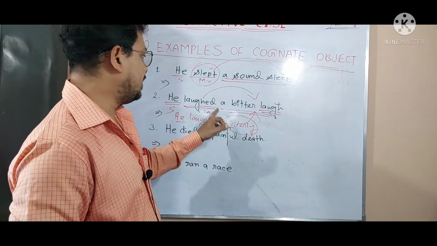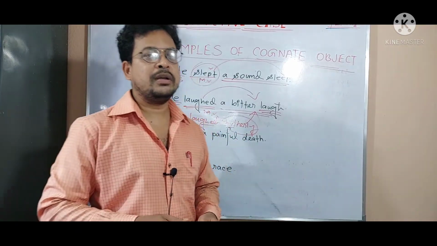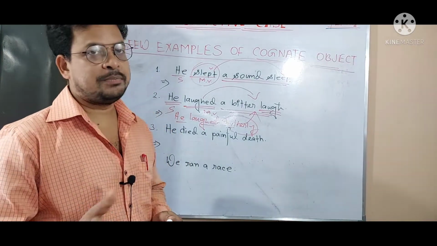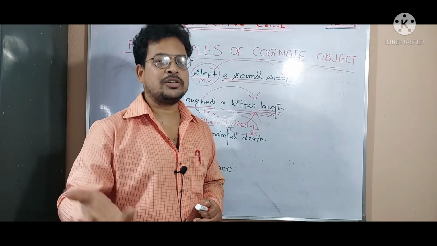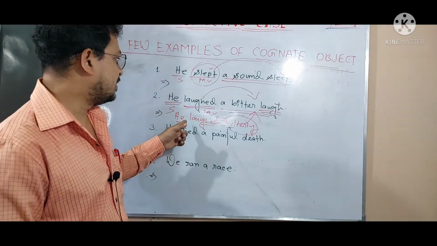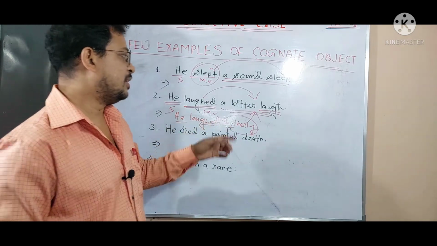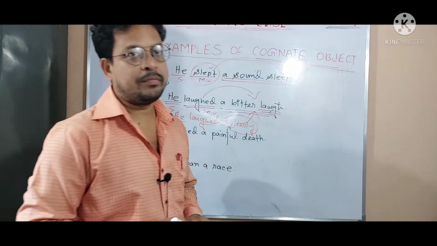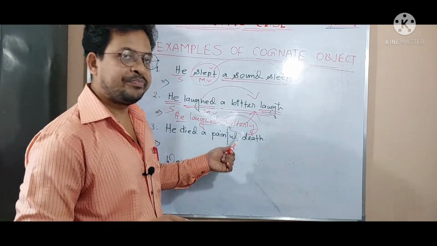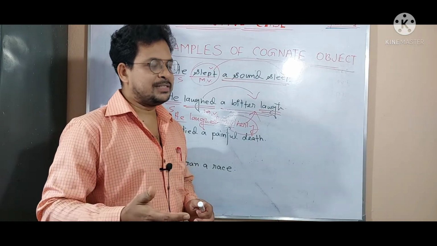Bitterly is the adverb form, and such a sentence could come in your exam. When you are changing a particular part of speech into another part of speech, that time the sentence will become like this: he laughed a bitter laugh. So he laughed bitterly. There is a noun form, laugh, and you can change it into the adverb form. That time you have to write bitterly.